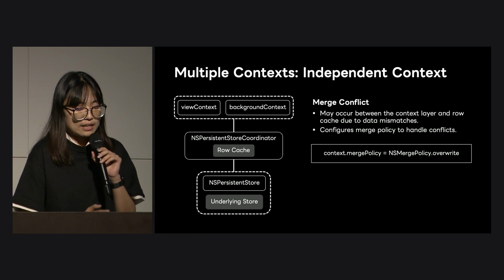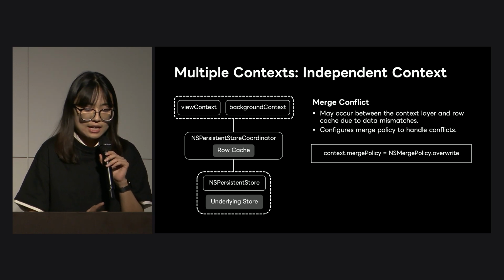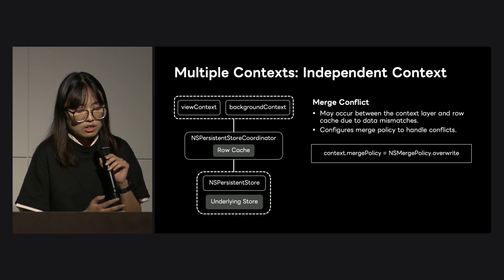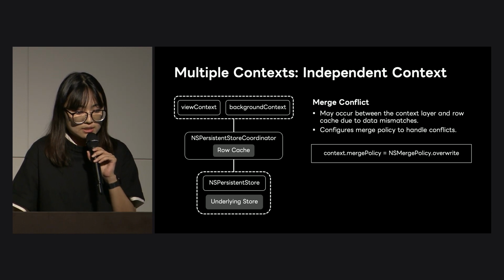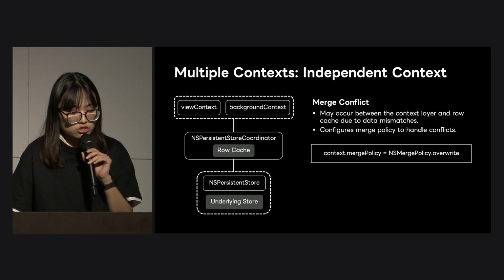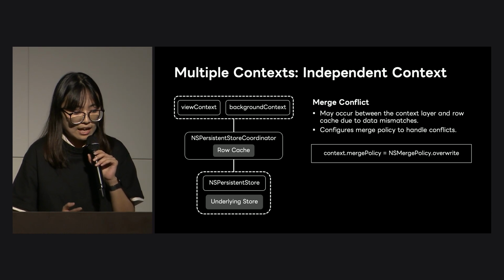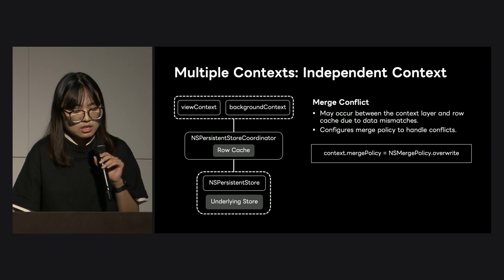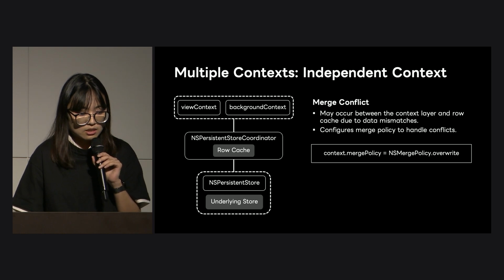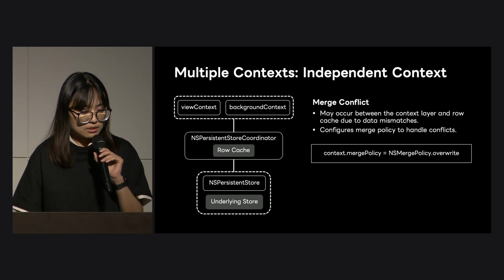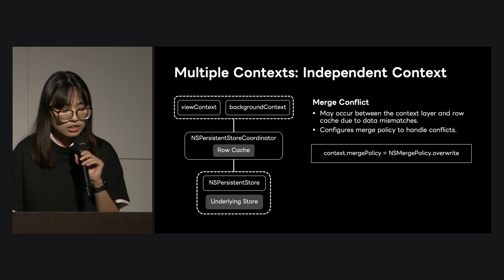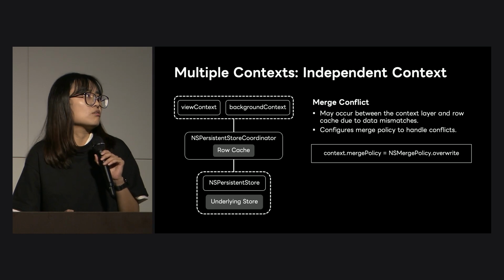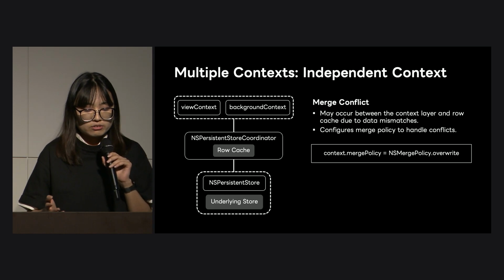Next, let's take a closer look at another complex structure, multiple contexts. This is a completely different scenario. In this stack, several contexts share one coordinator, which means they can take advantage of the same row cache. Also, it's possible to run heavy tasks in the background context while keeping the UI responsive. Of course, since this is a structure that supports concurrency, merge conflicts can still happen. This time, it's between the context layer and the row cache. But we can handle them with a merge policy as well. Very easy. Sounds pretty ideal, doesn't it?